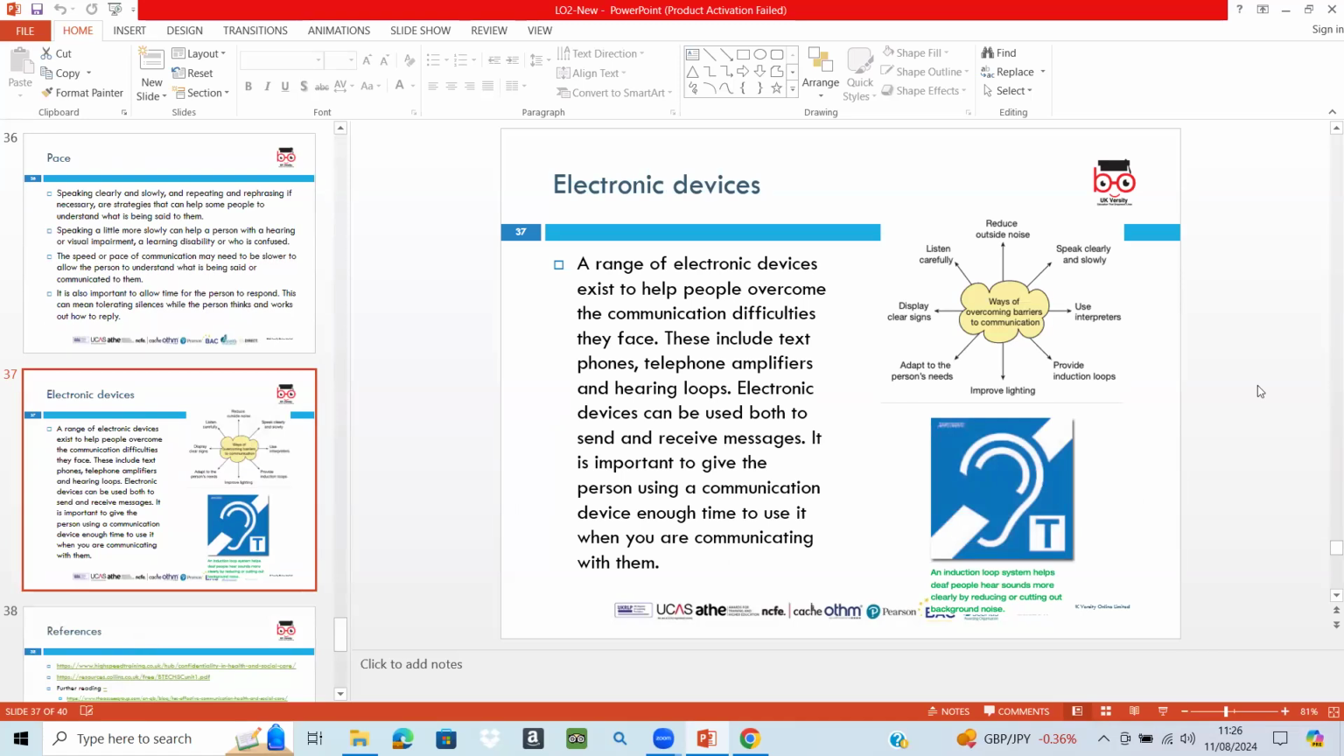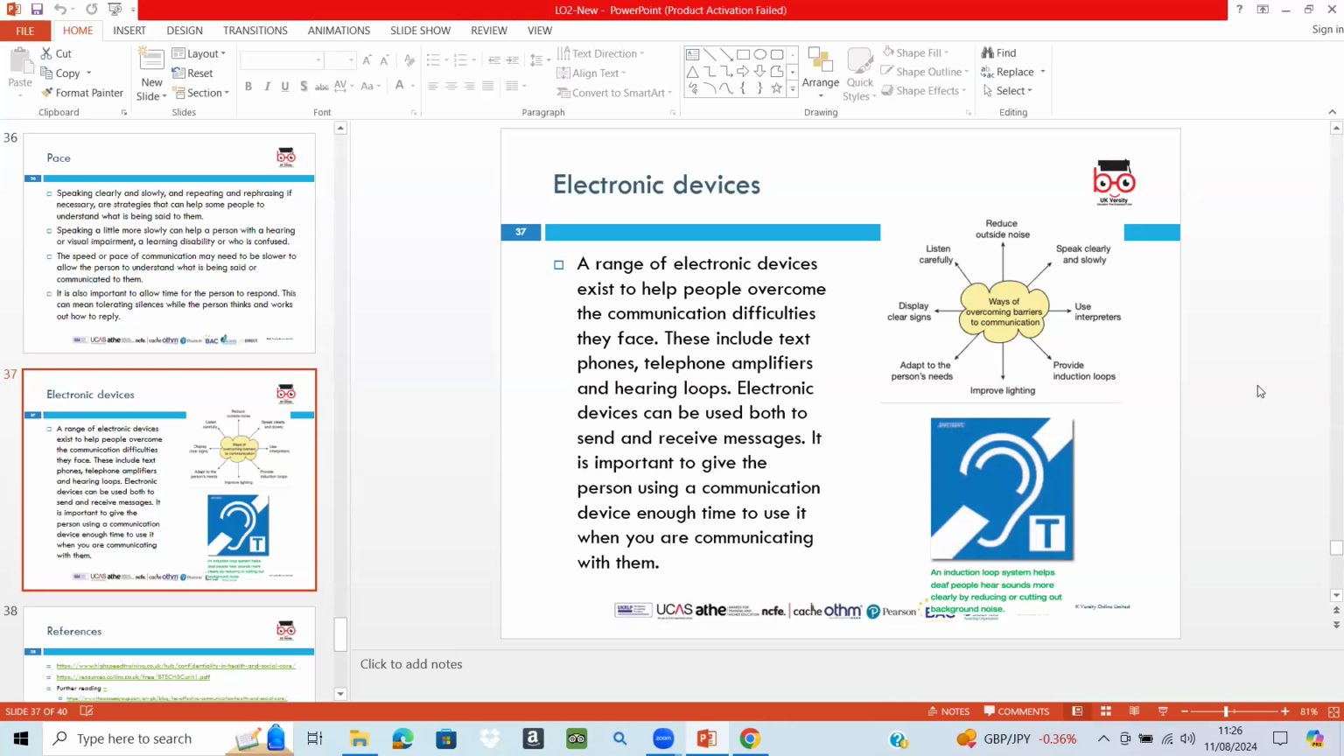Then we have electronic devices. In this modern world, electronic devices can greatly assist in overcoming communication barriers. For example, we have text phone devices. What it does is allow individuals with hearing or speech impairment to communicate over the phone by typing messages instead of speaking. Then we have hearing loops.